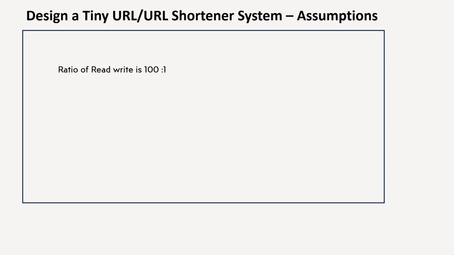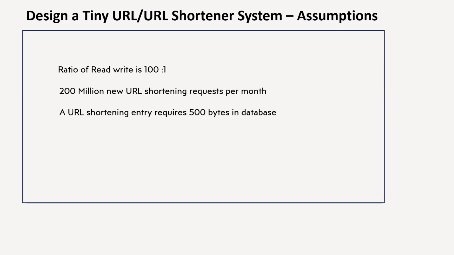So let's assume that the ratio of read to write will be 100 to 1. What it means is that for every one request to create a new short URL, there will be 100 times more requests for redirection. So this is the ratio for both. Then we can assume that we'll get 200 million new URL shortening requests per month. That figure depends on the scale at which you are going to create the system, but in our calculation, I'm going to assume these numbers.